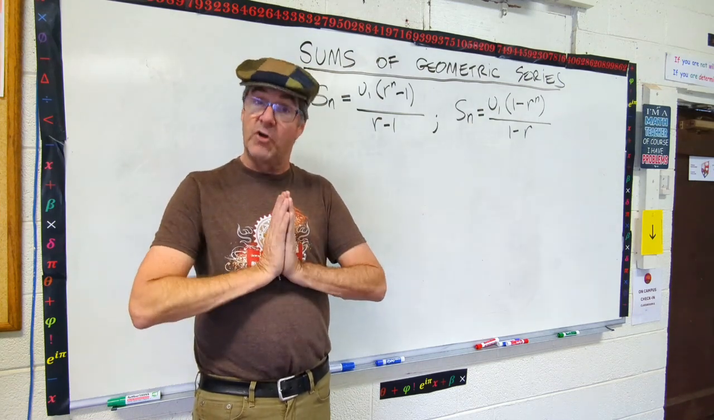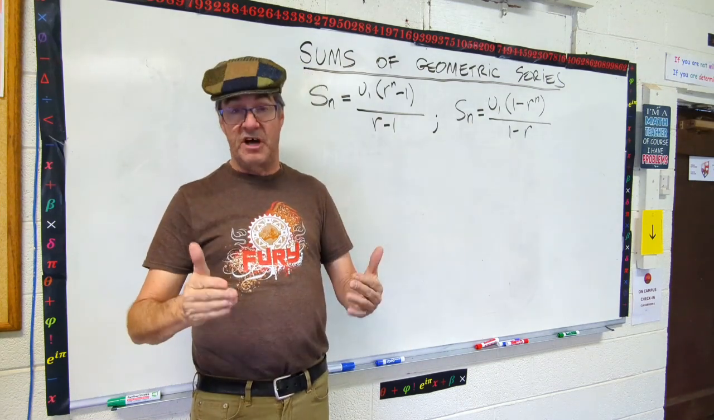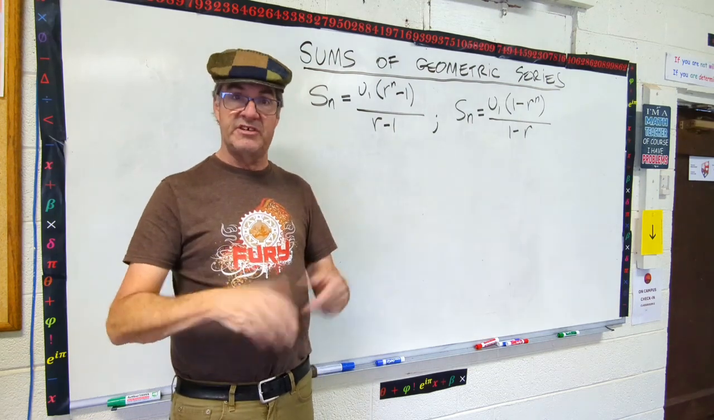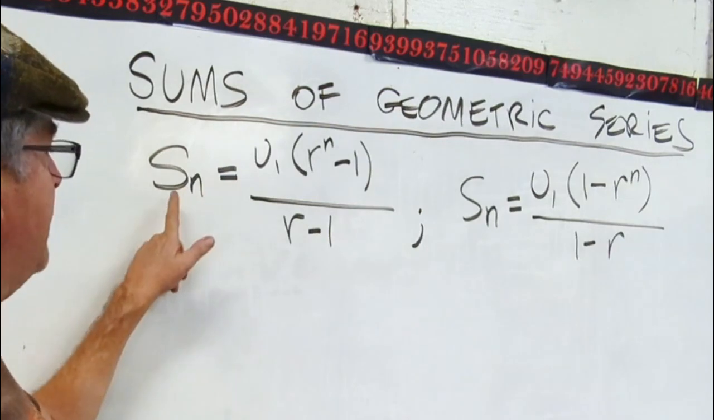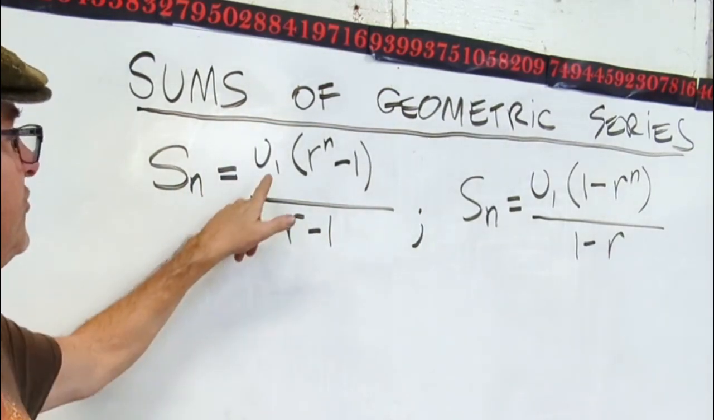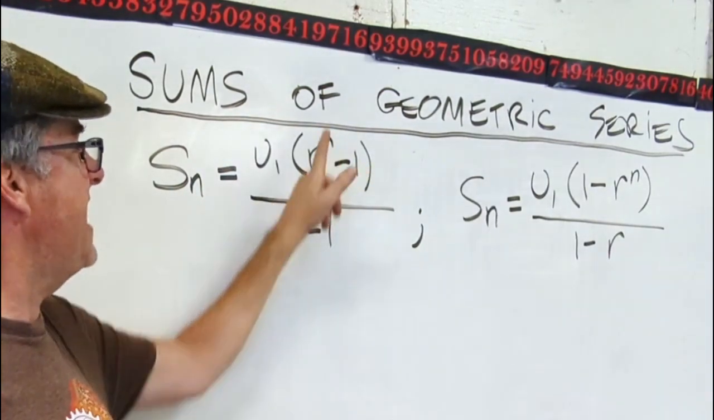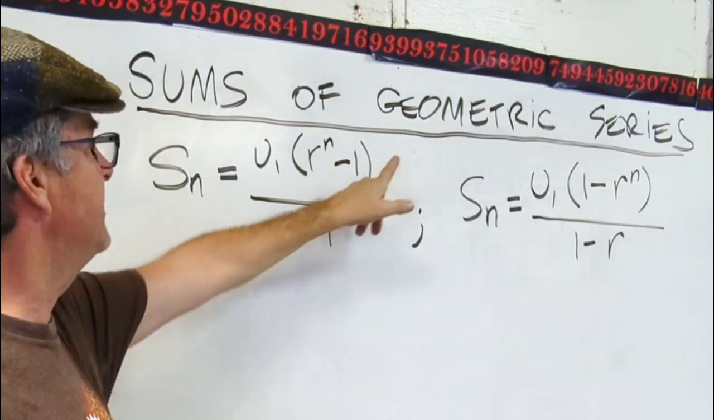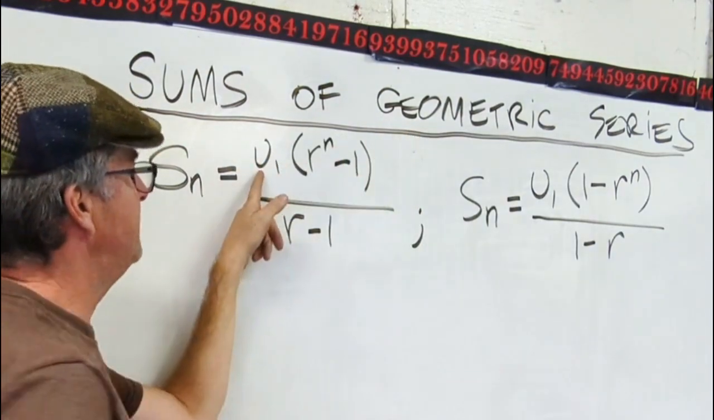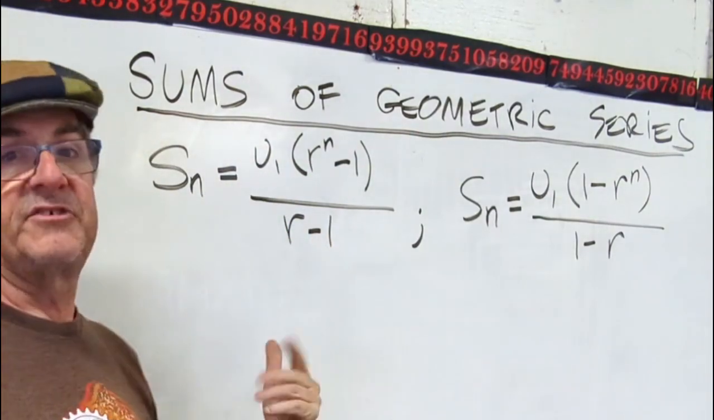Okay, so let's take a look at the formula for calculating the sum of a geometric series. It's a little more complicated, but not too much. So take a look. What we have is Sn equals U1 times r to the n, and remember, r is the common ratio, r to the n minus 1. So this little term times u1 over r minus 1.